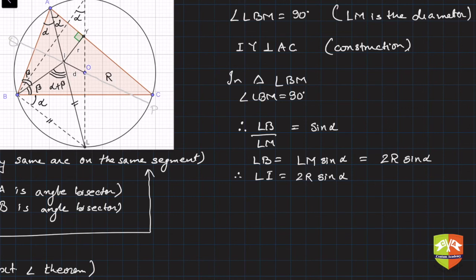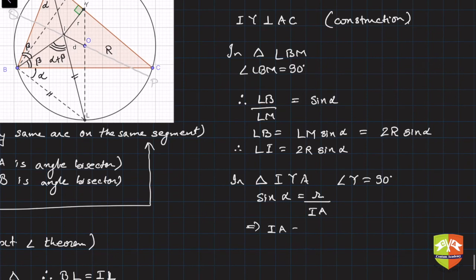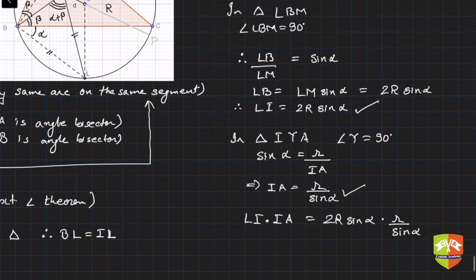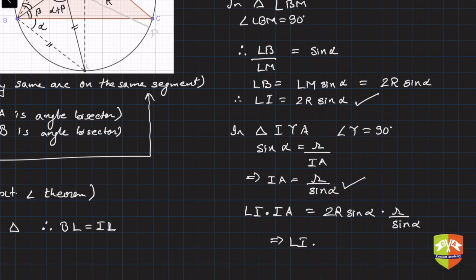Okay friends, now consider triangle IYA. Angle Y is 90 degrees, right? So hence again, I can say sine alpha in this case is equal to small r, IY, divided by IA. Okay, so this implies IA is equal to r upon sine alpha. Right, now we have to find out LI into IA. LI was 2R sine alpha, into IA is r by sine alpha from here. Okay, so what do we get? We get LI into IA is equal to 2R into small r.